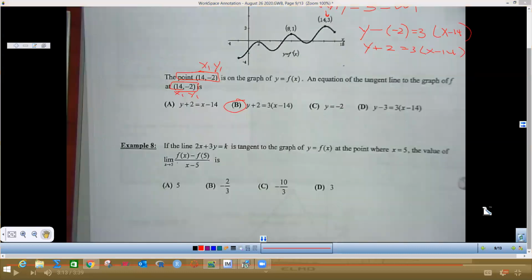Coming down to example 8, it says if the line 2x plus 3y equals k is tangent to the graph of y equals f of x at the point where x is 5, the value of this is what? Well, we need to find this stuff. And it says y is f of x. So in other words, this thing right here is your f of x. And we're doing when x is 5.